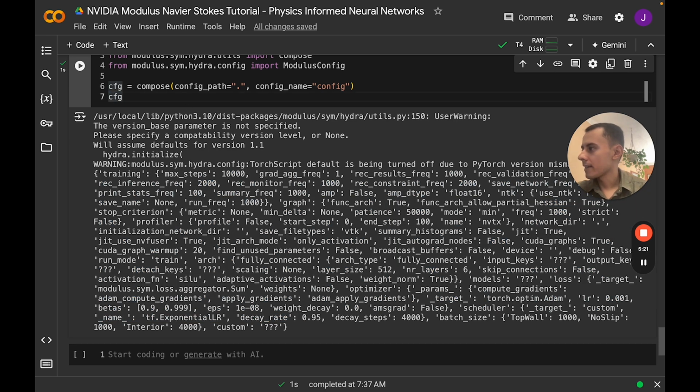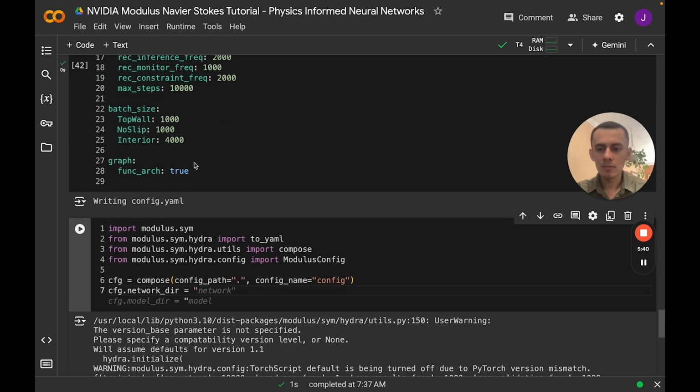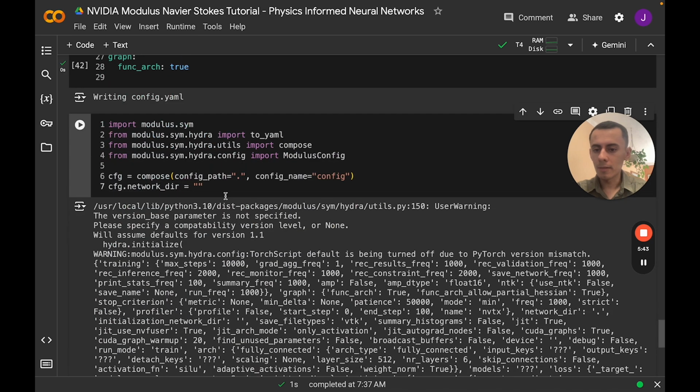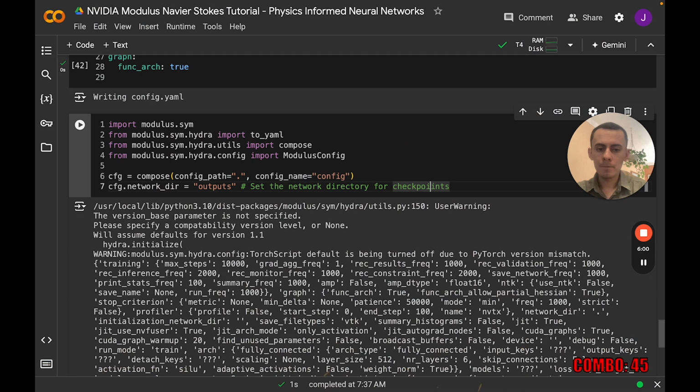But they do other things like configuration network directory. For some reason, it wasn't defined in that configuration. We need to add the network directory. I wonder why I didn't have it here, but based on my notebook, based on their example, I think they added it here too. Network directory. So we set the network directory for checkpoints. Okay, cool.